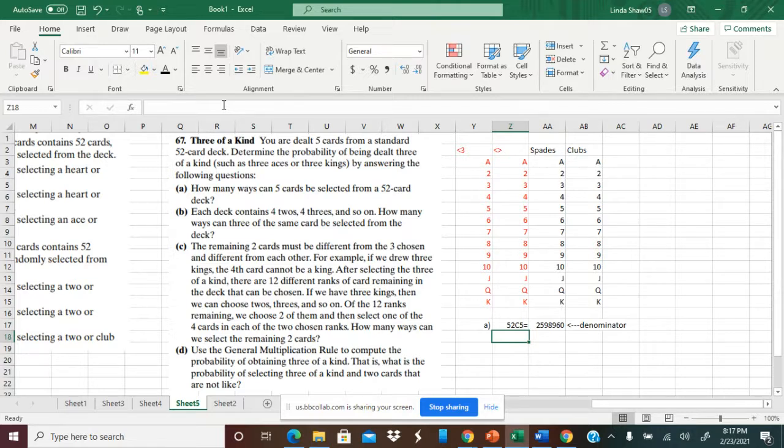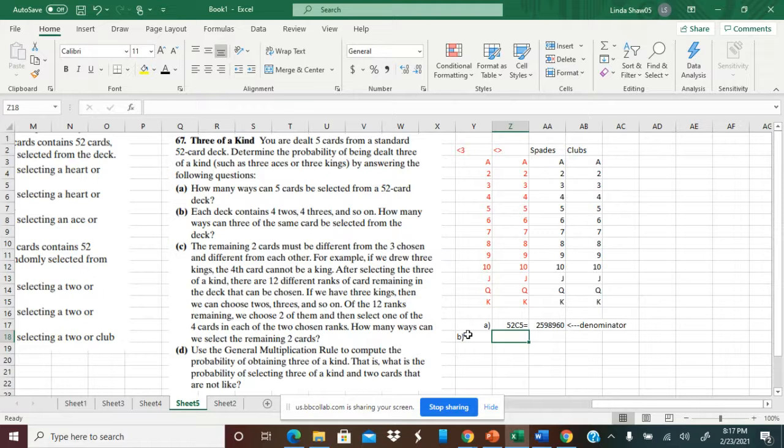And again, if you watched the video, I talked about the general principle: if you're doing task 1 and task 2, and task 1 can be done M ways and task 2 can be done N ways, then the number of ways that task 1 followed by task 2 can be done is M times N. So I'm going to be multiplying, okay? So it says, how many different ways can 3 of the same card be selected from the deck?